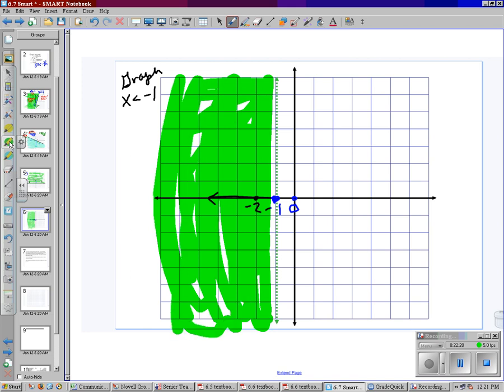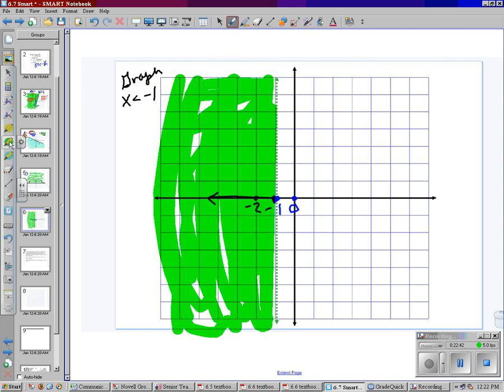Everything to the left of it. Pick any XY pair you want out of there. The X will be less than -1. Pick any XY pair out of there. The X will be less than -1. It's the only number you can put into the inequality because there's no Y in that inequality.